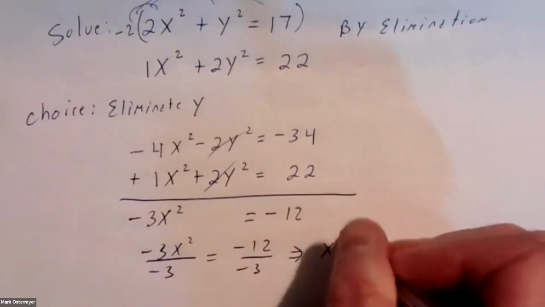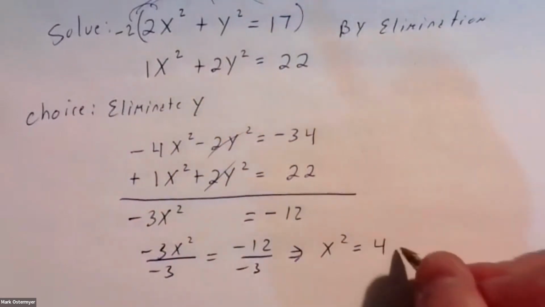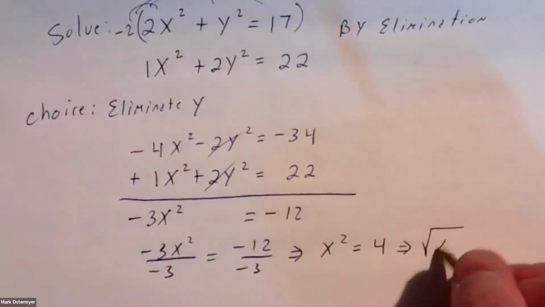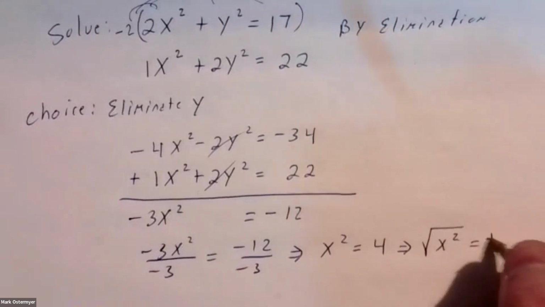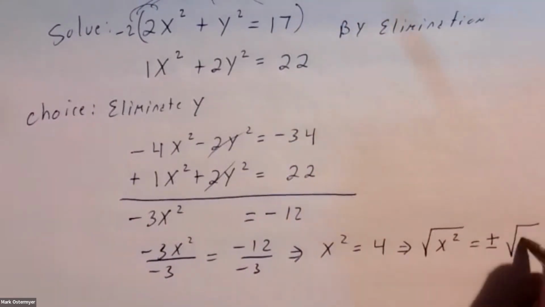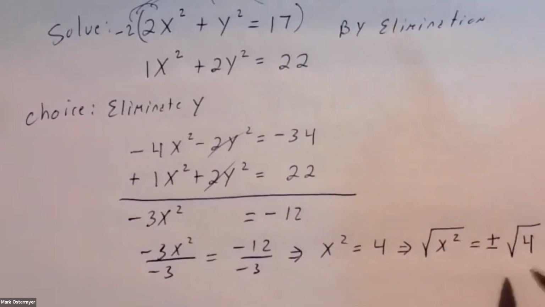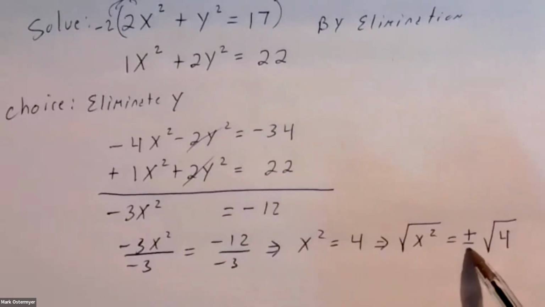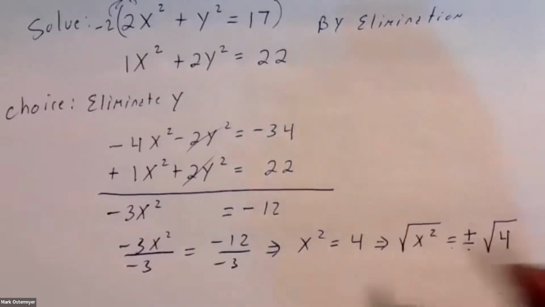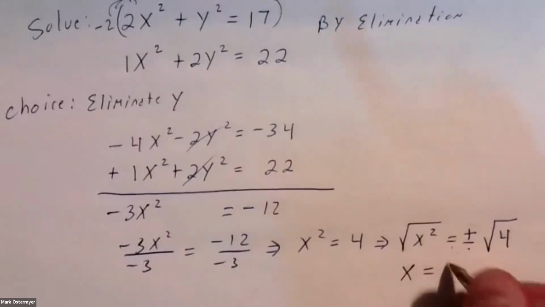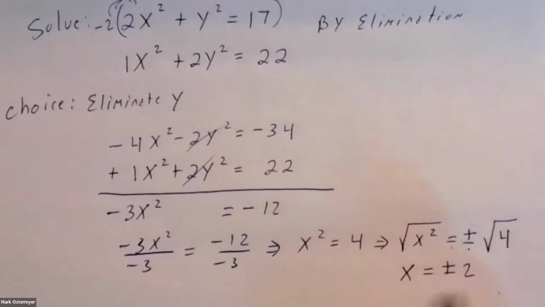And x squared walks out of here with a value of 4. We now take the square root of both sides of this equation, keeping in mind, please don't forget the positive or negative square root of 4. If you forget that, you're going to lose solutions. So don't forget the plus or minus. X is equal to positive or negative 2. So there you go. X is equal to positive, negative 2.